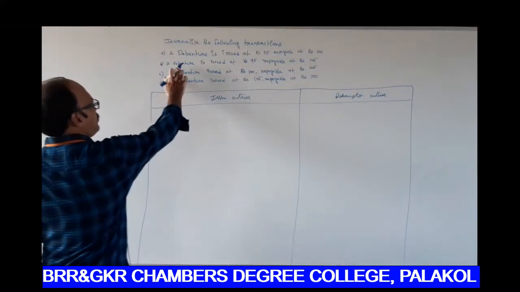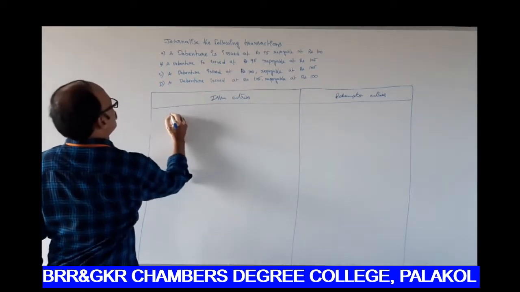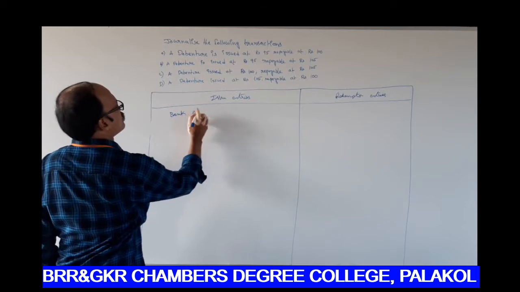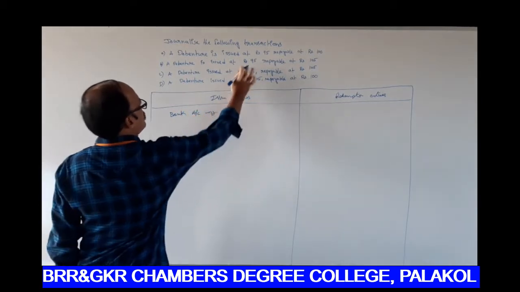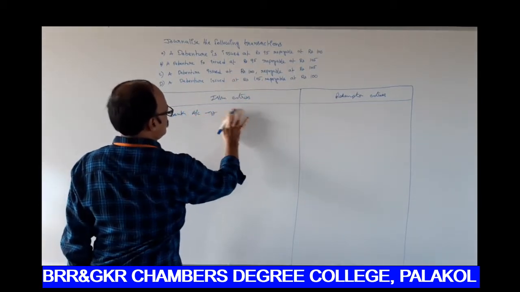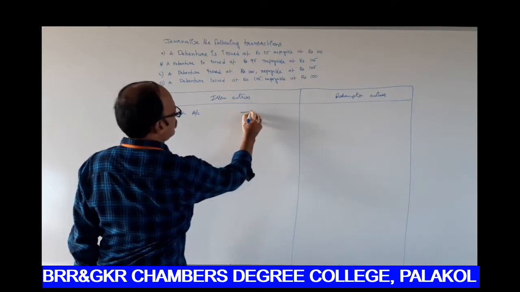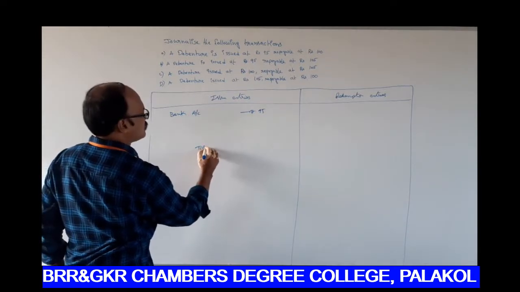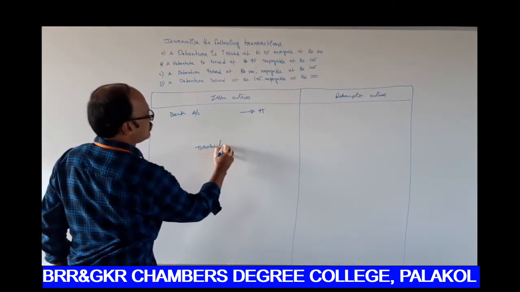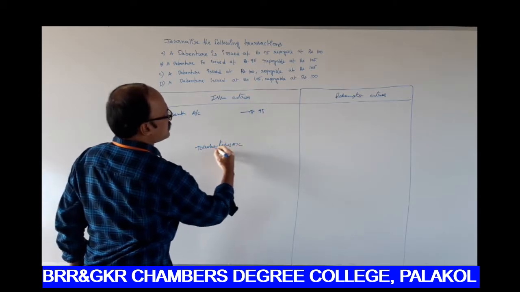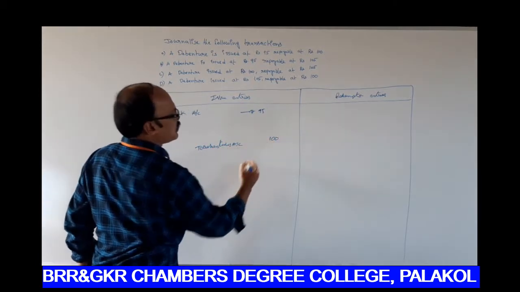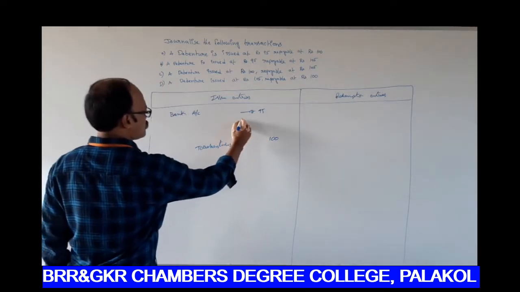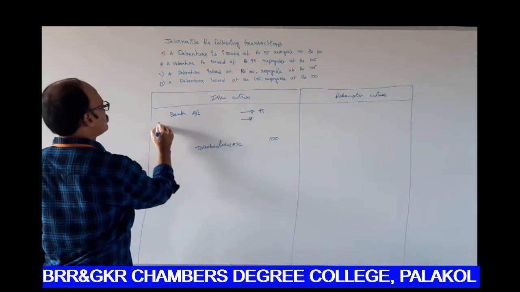And for the second transaction, a debenture is issued at 95. So bank account debit, received 95. What is the value of the debenture? To debentures account 100, the actual value of debenture. So the remaining 5 rupees is to be treated as discount.